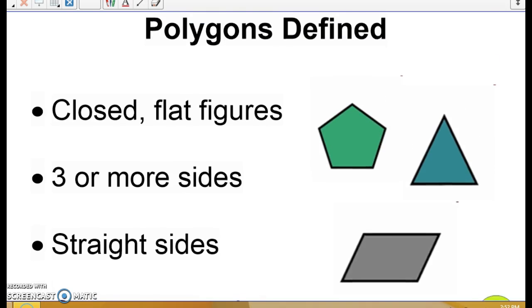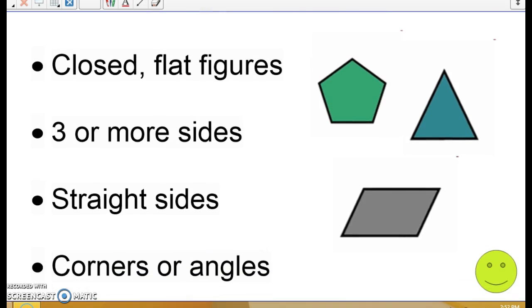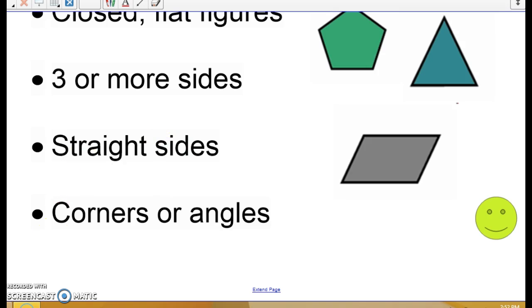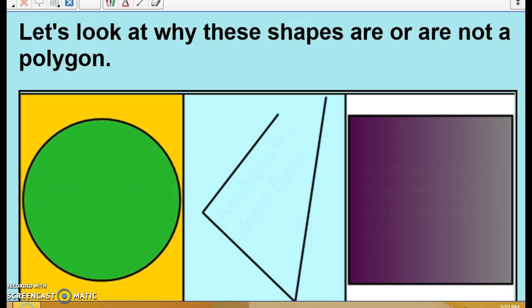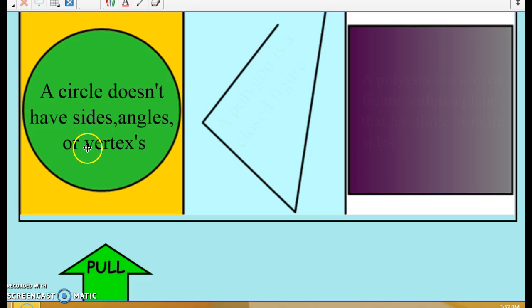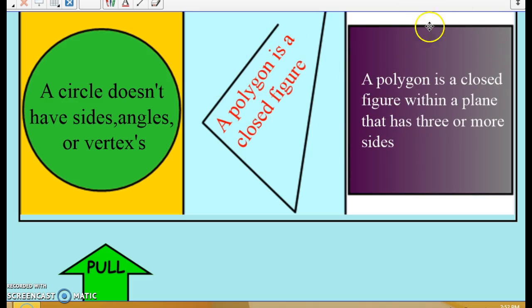So summarizing, polygons are closed, flat figures, with 3 or more sides. They have straight sides and they have to have corners and angles. So again, here's some more examples of non-polygons. A circle doesn't have sides, angles, or vertices. This is not going to be one because it's not a closed figure. And this will be one because it follows all those rules. It has a closed figure, 4 sides, no curves or anything like that.